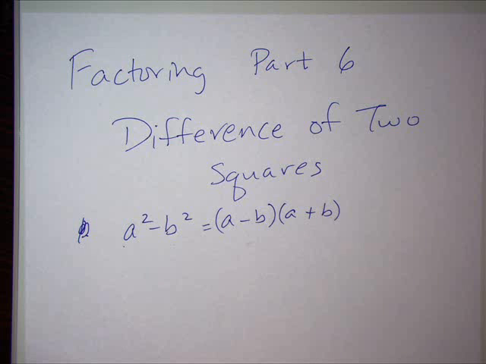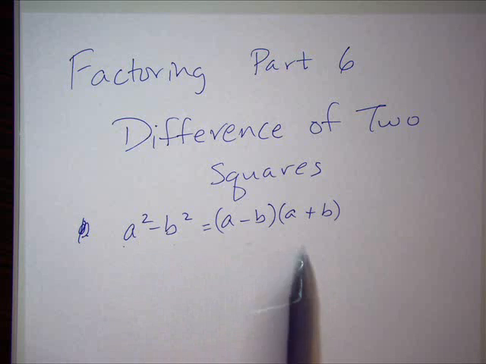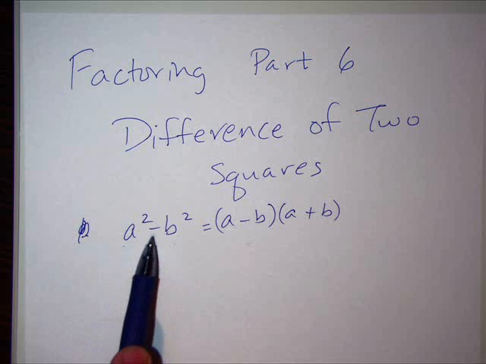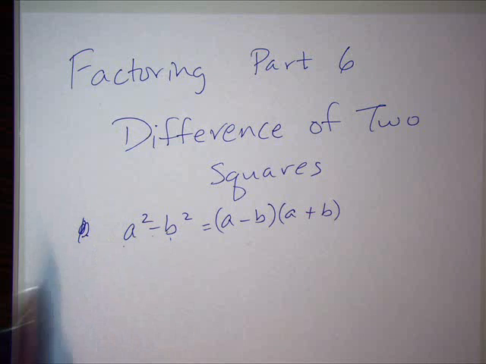Factoring Part 6, Difference of Two Squares. This is the basic form of the difference of two squares. Difference, so you've got to have a minus between two squares: A squared minus B squared, or some form like that.